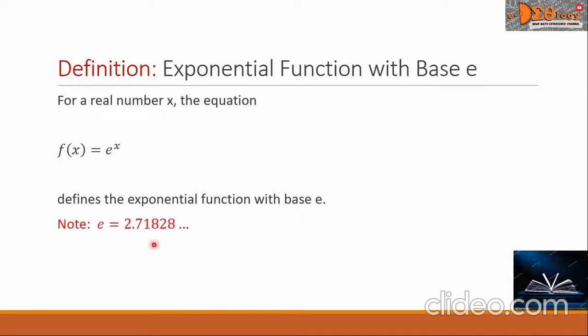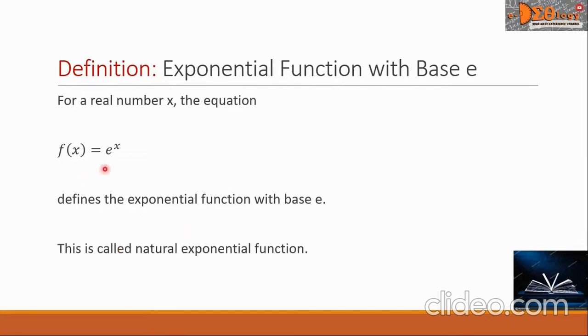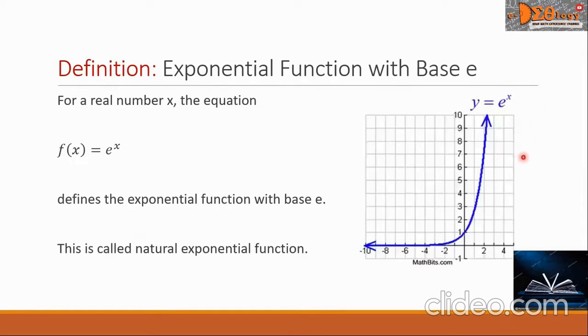In mathematics, this letter e has a numerical value equal to 2.71828 and so on. And this function here is called natural exponential function. Let us take a quick look of the graph of this f of x equals e raised to x, but in here it is written y equals e raised to x, and they have the same meaning.